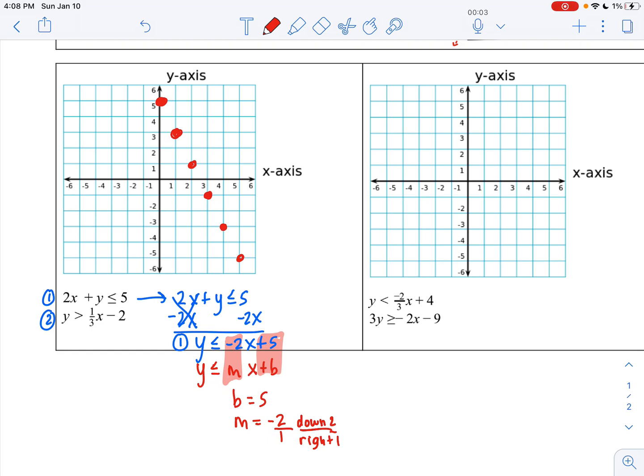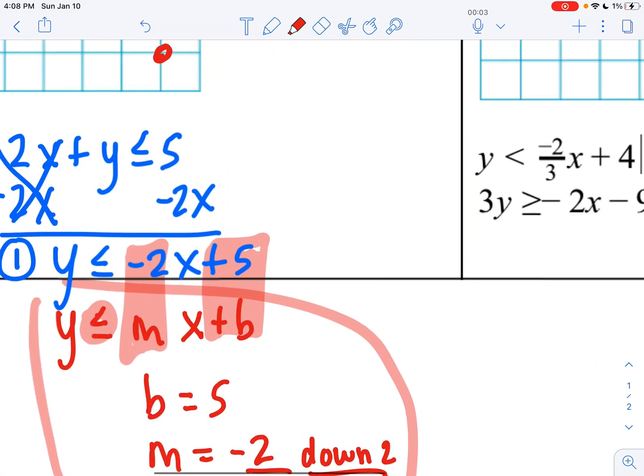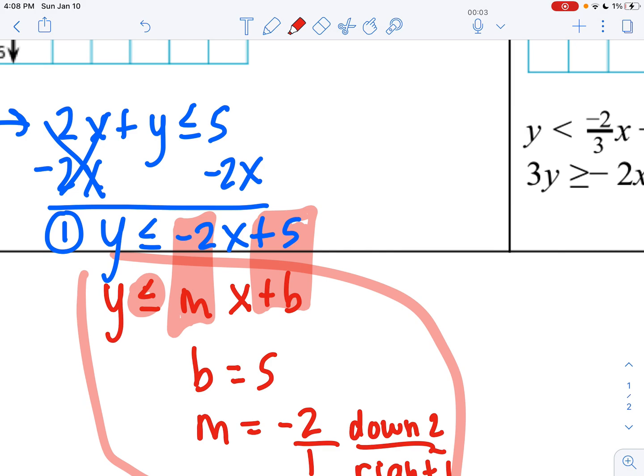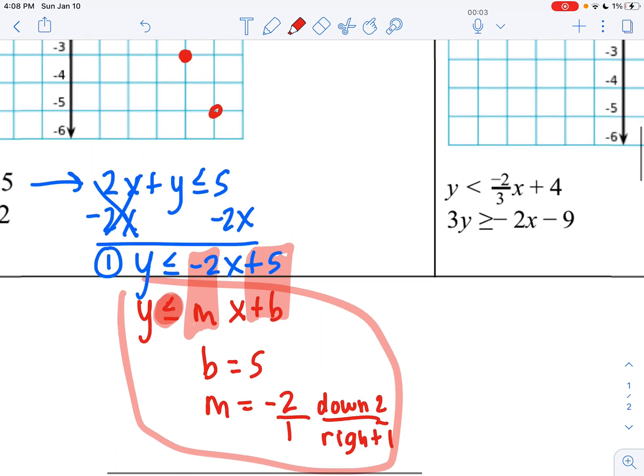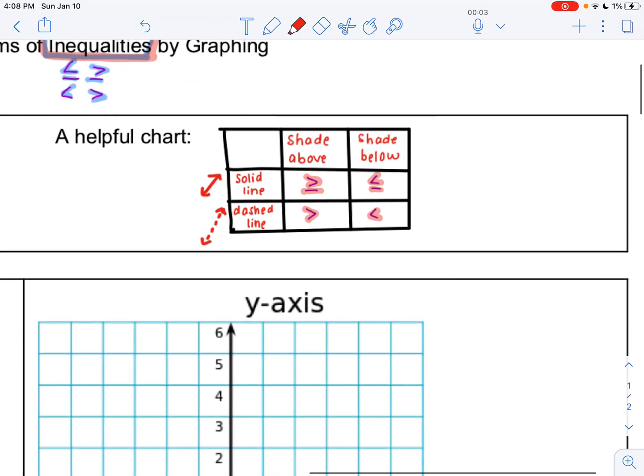Before we graph the line, we have to go back to our sign. Do you see how we just graphed this one, right? Our sign says less than or equal to. So I'm going to find this less than or equal to in my chart at the beginning, which is here. If I look here, that tells me I'm going to shade below and use a solid line. We look this direction to see if it's solid or dashed, and we look above to see if we shade above or below. So this tells us shade below and solid line.